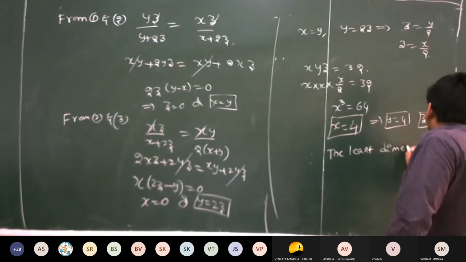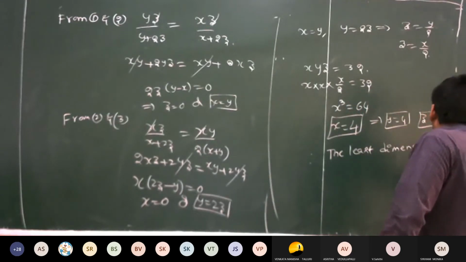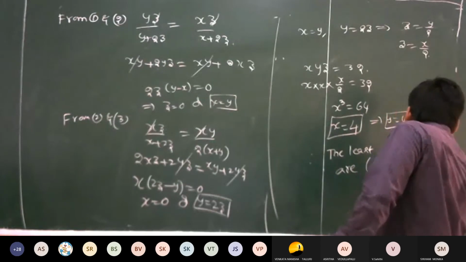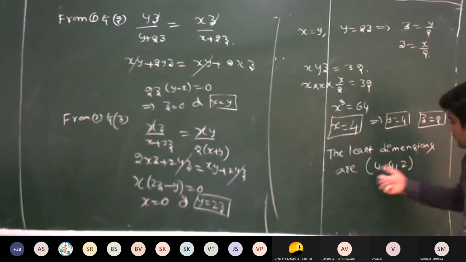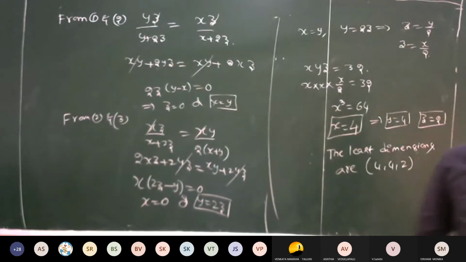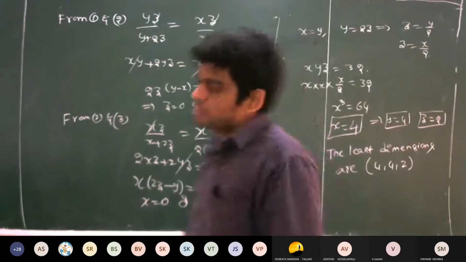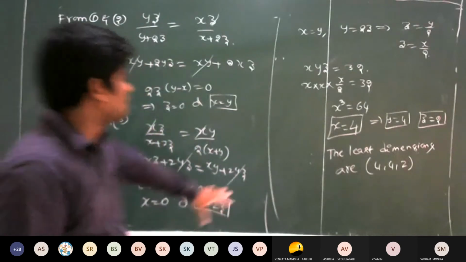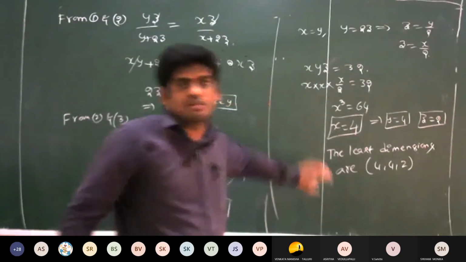So therefore the least dimensions are 4, 4, 2. Otherwise you can multiply: 4 fours are 16, 16 twos are 32. So which is the required volume of the rectangular box. So these are the dimensions. So is it clear to you, everyone?